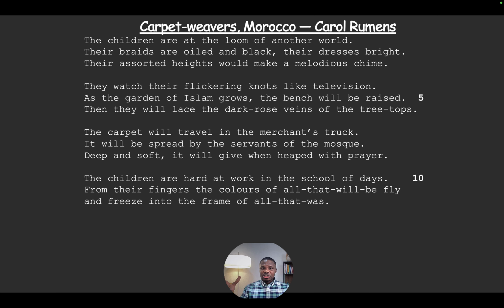Deep and soft, it will give them hipped. Deep and soft, it will give when hipped with prayer. The children are hard at work in the school of days. From their fingers, the colors of all that will be fly and freeze into the frame of all that was. So that's just a reading of the poem.